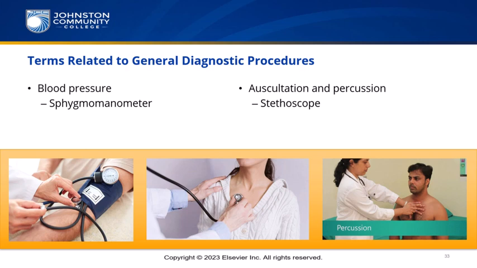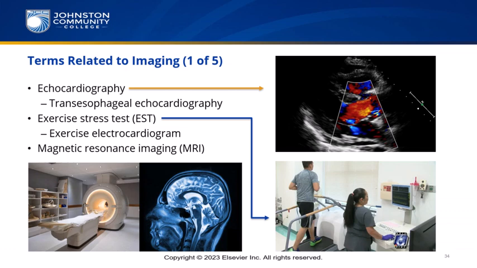Auscultation is listening, and percussion is tapping, and it is a diagnostic technique used to detect differences in density within a body cavity. The instrument that amplifies the sound within the body is a stethoscope. Stetho is a combining form for chest, and scope is a suffix for instrument to view, although here it is to examine. Now let's review some terms related to imaging.